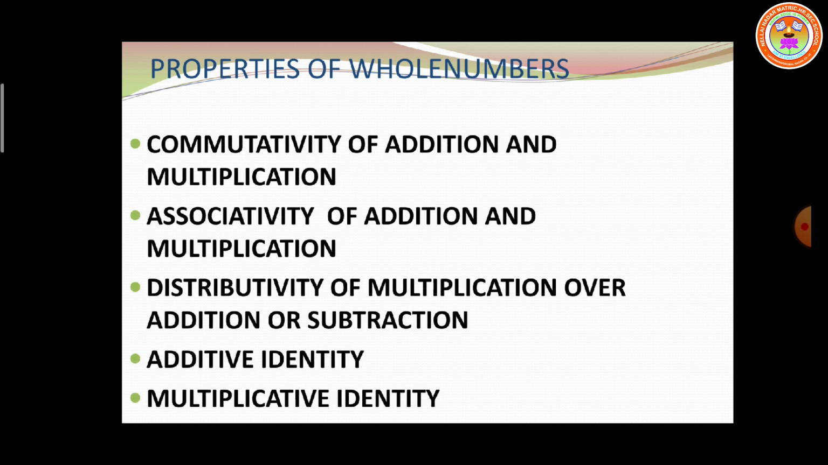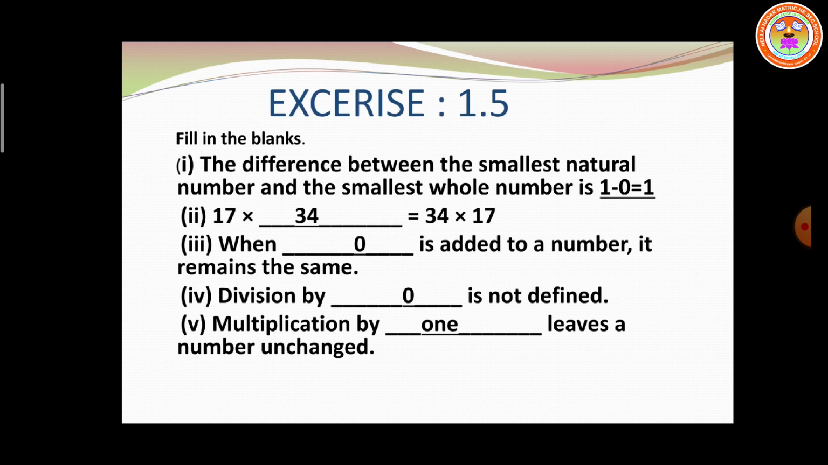First one, commutativity of addition and multiplication, associativity of addition and multiplication, distributivity of multiplication over addition or subtraction, additive identity and multiplicative identity. I hope you're all thorough with these properties. Now let's see the fill in the blanks.